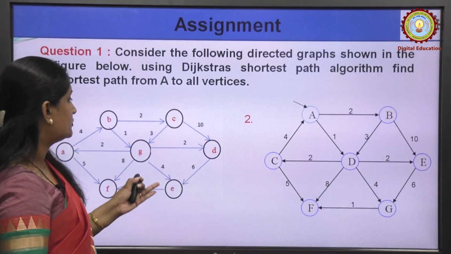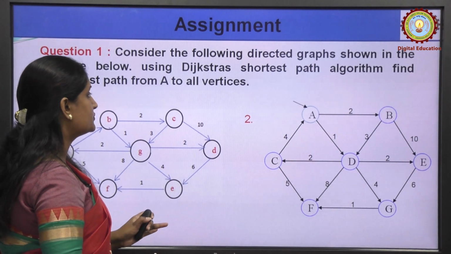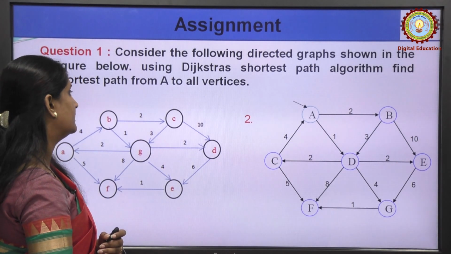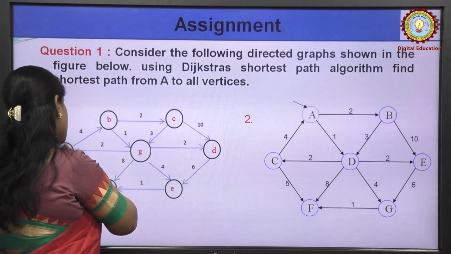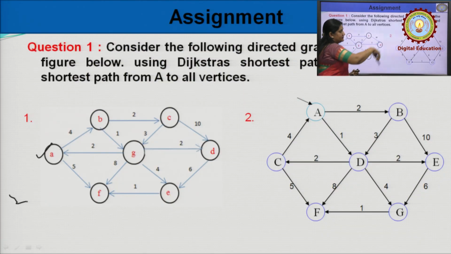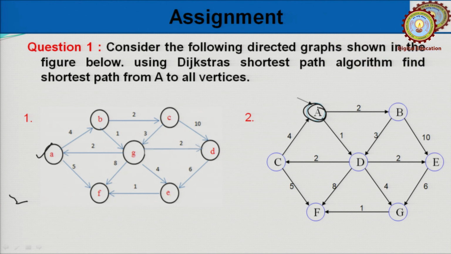Now do the questions on the following graph. Consider the following undirected graph shown in the figure. Using the discussed shortest path algorithm, find out the shortest path from vertex A to all other vertices. This is question number 1 and this is question number 2. Find out the shortest path from vertex A to all other vertices using the discussed algorithm.